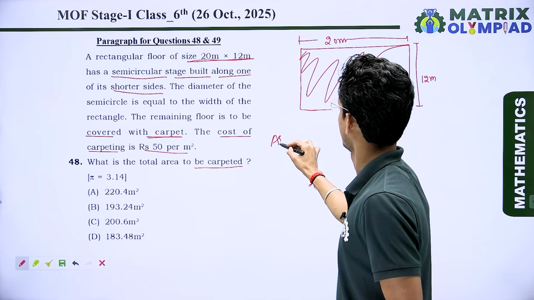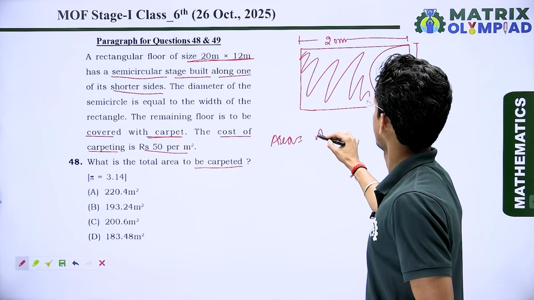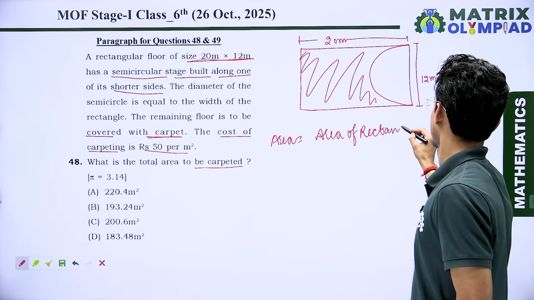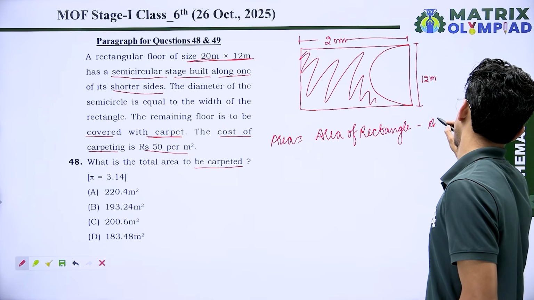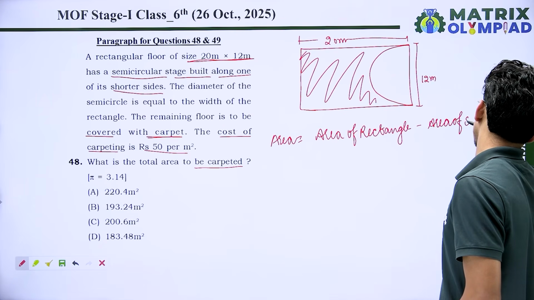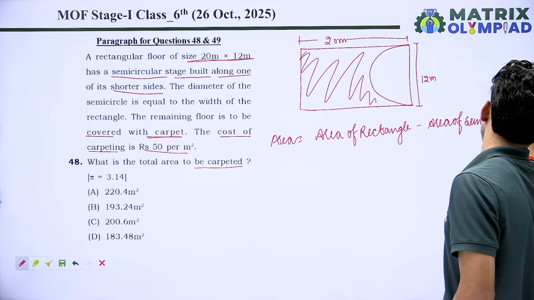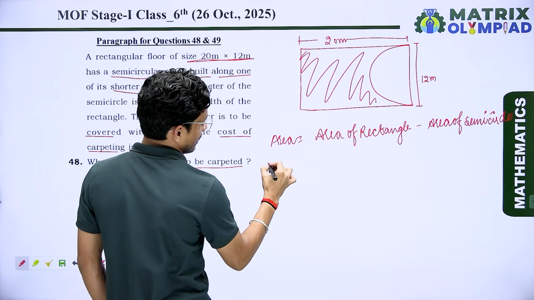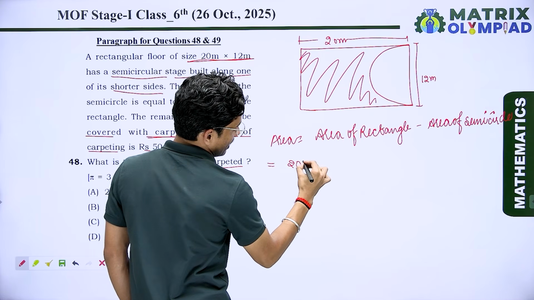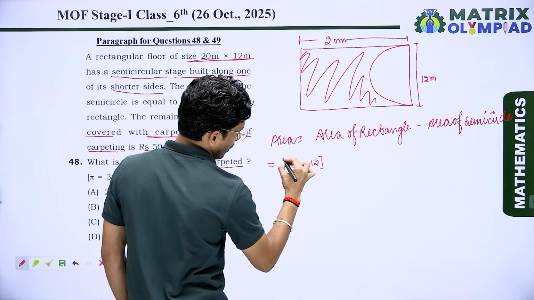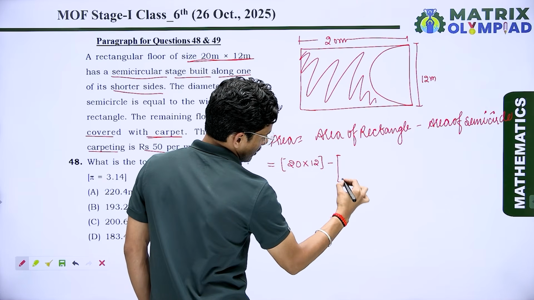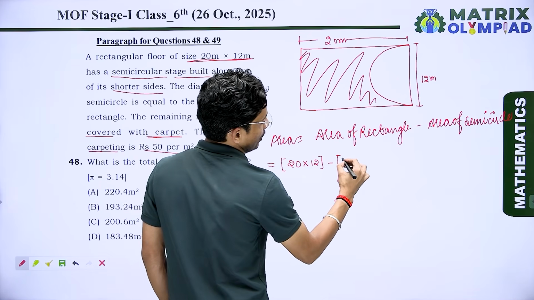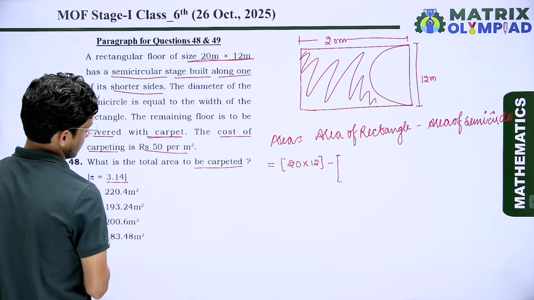So we can write area of rectangle minus area of semicircle. We know area of rectangle is length multiplied by breadth. So I can write 20 multiplied by 12, minus the area of semicircle. We know area of circle is pi r square, so the area of semicircle is pi r square by 2, and here we take the value of pi as 3.14.